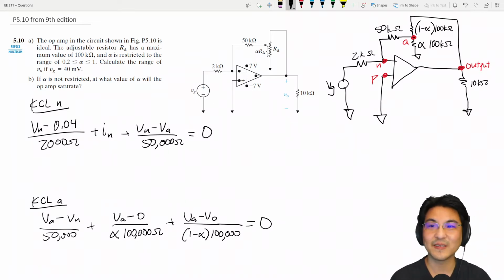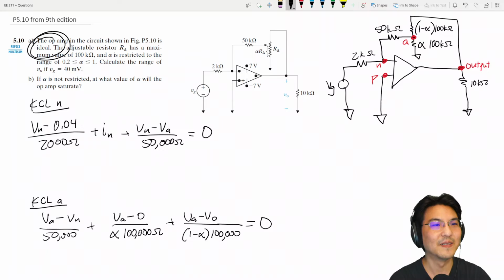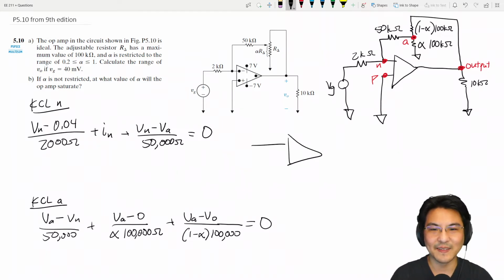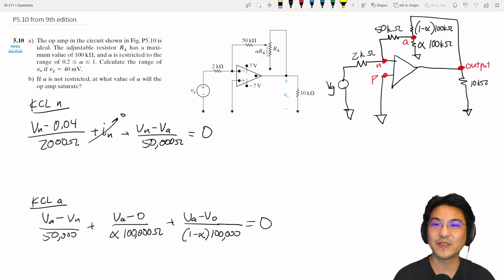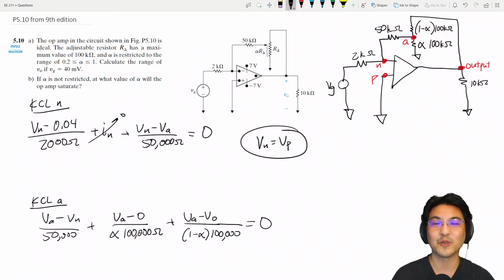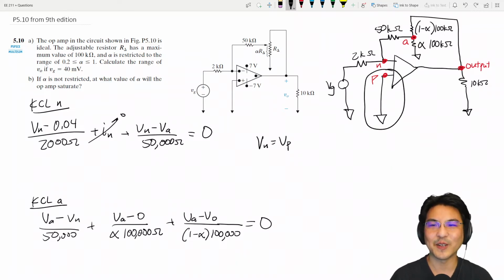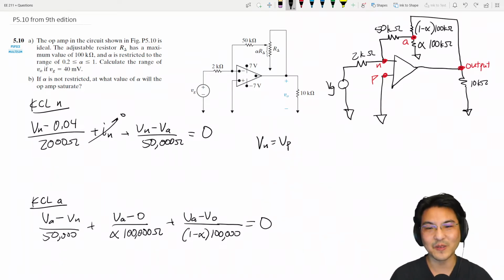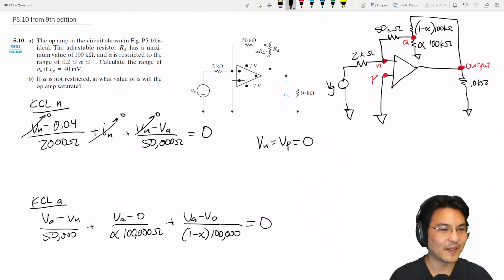We got two equations using KCL, but then notice that this op-amp is ideal. So that means the current going in this way is 0, and also the voltage here is the same as the voltage here. Vn equals Vp. This is always true for an ideal op-amp. For this particular circuit, Vp is tied straight to the ground, so Vp is 0, which means Vn is also 0, which means I can cross this out, and over here, and over here.